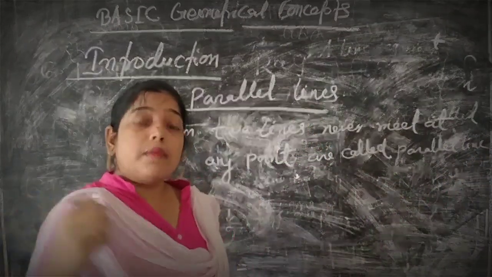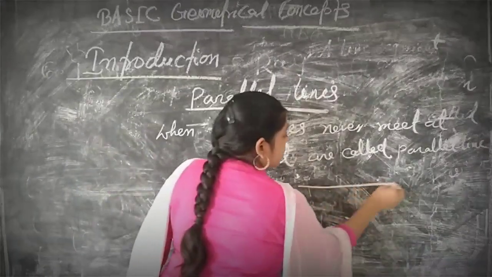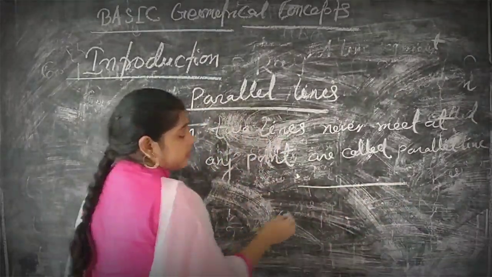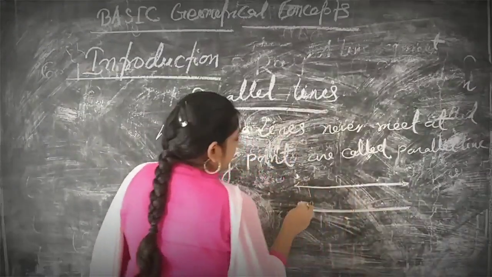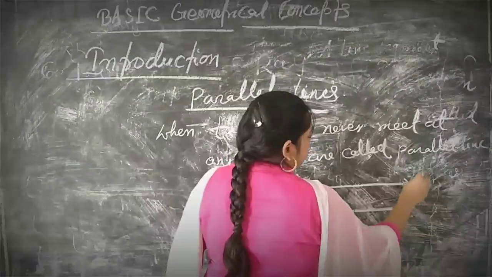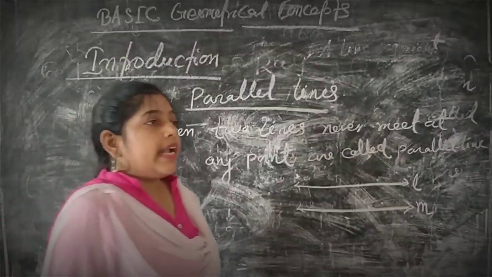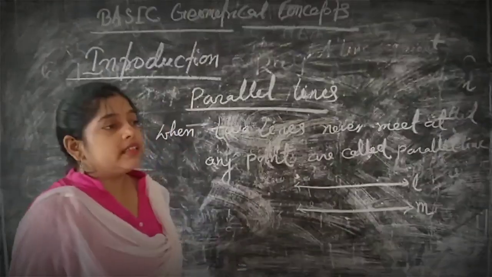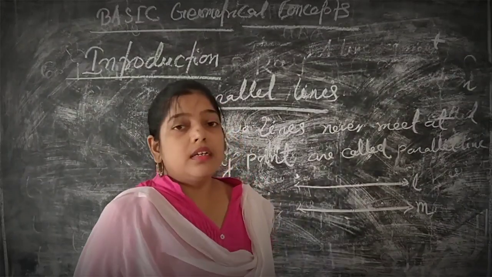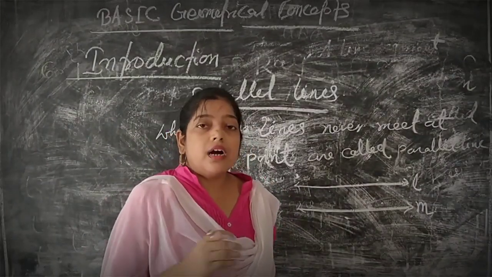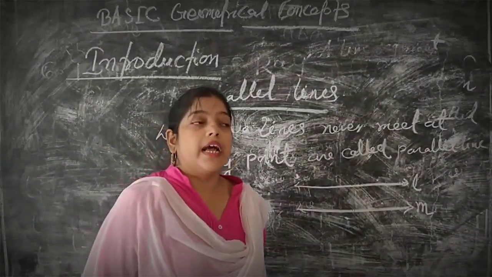Okay. Now the parallel lines, we can draw a figure. How can we know this is parallel lines? Both the lines are side by side. This is called the parallel lines. And now the examples of the parallel lines we can see in our environment. For example, the railway track is also an example of parallel lines.